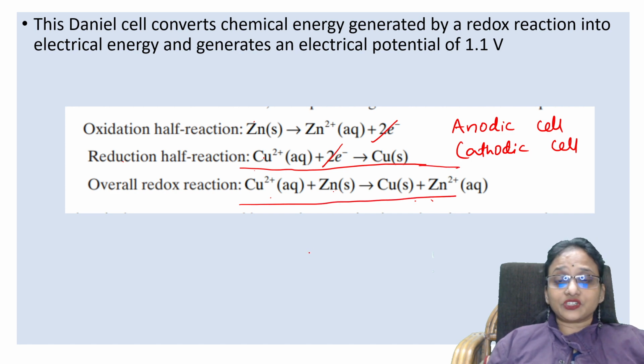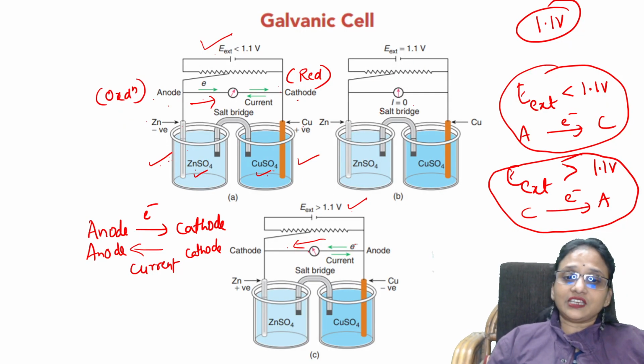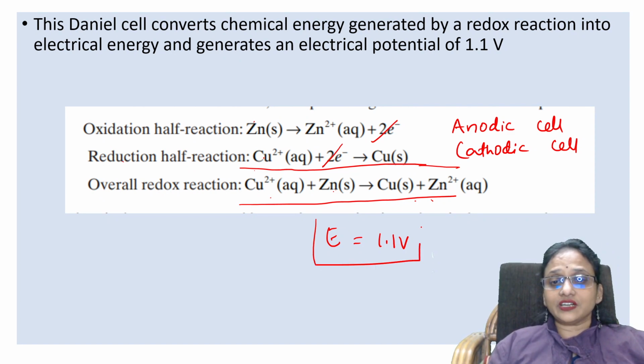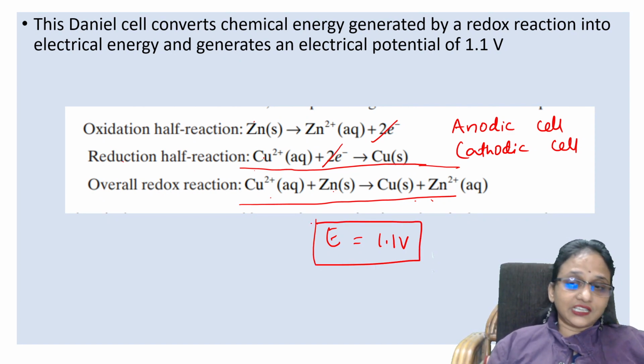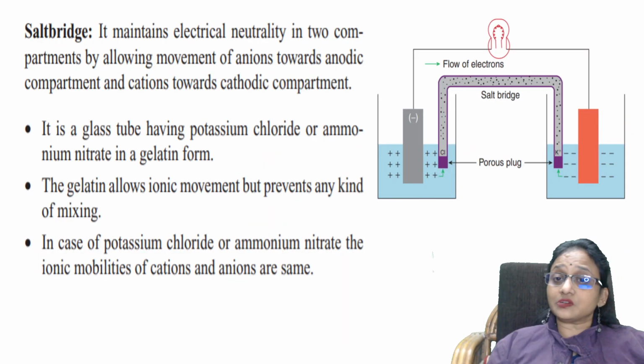What is the electrical potential of this? It is nothing but E cell, and the electrical potential of this is 1.1 volts. Remember, we have marked it here also. The E cell of this particular electrode potential is 1.1 volts for the Daniell cell. Done, students? Easy. Now, important thing, they will ask you what is the role of the salt bridge.